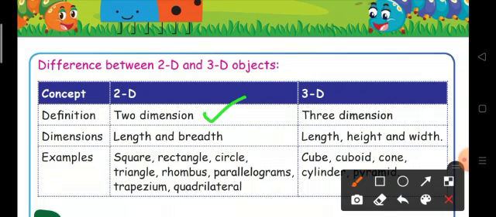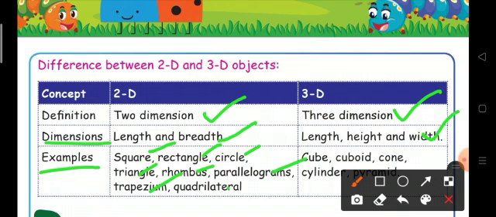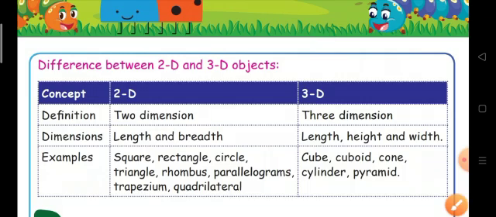2D means 2 dimensions. 3D means 3 dimensions. Dimensions for 2D: length and breadth. Here for 3D: length, height and width. 2D examples: square, rectangle, circle, triangle, rhombus, parallelogram, trapezium, quadrilateral. And 3D examples: cube, cuboid, cone, cylinder and pyramid.